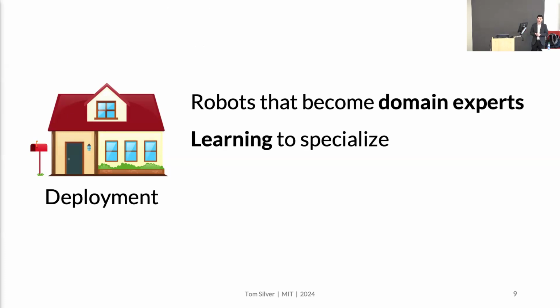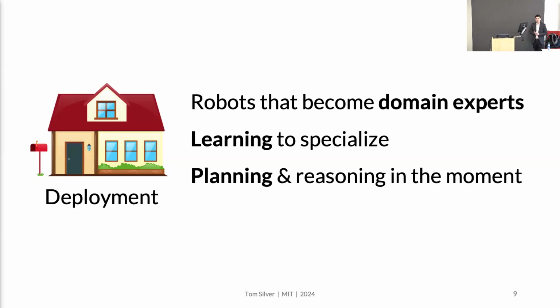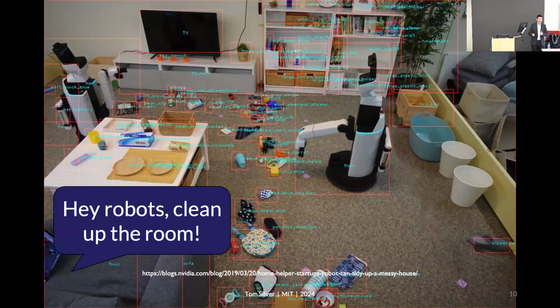So we're going to want robots that are capable of learning to specialize during deployment. And we're also going to need robots that are capable of planning and reasoning in the moment once they're deployed, because we're going to be solving very difficult tasks like clean up an entire room with all this clutter and considerable variation, not only within a single house, but between houses. So these are very difficult tasks that really require intelligent planning and reasoning.